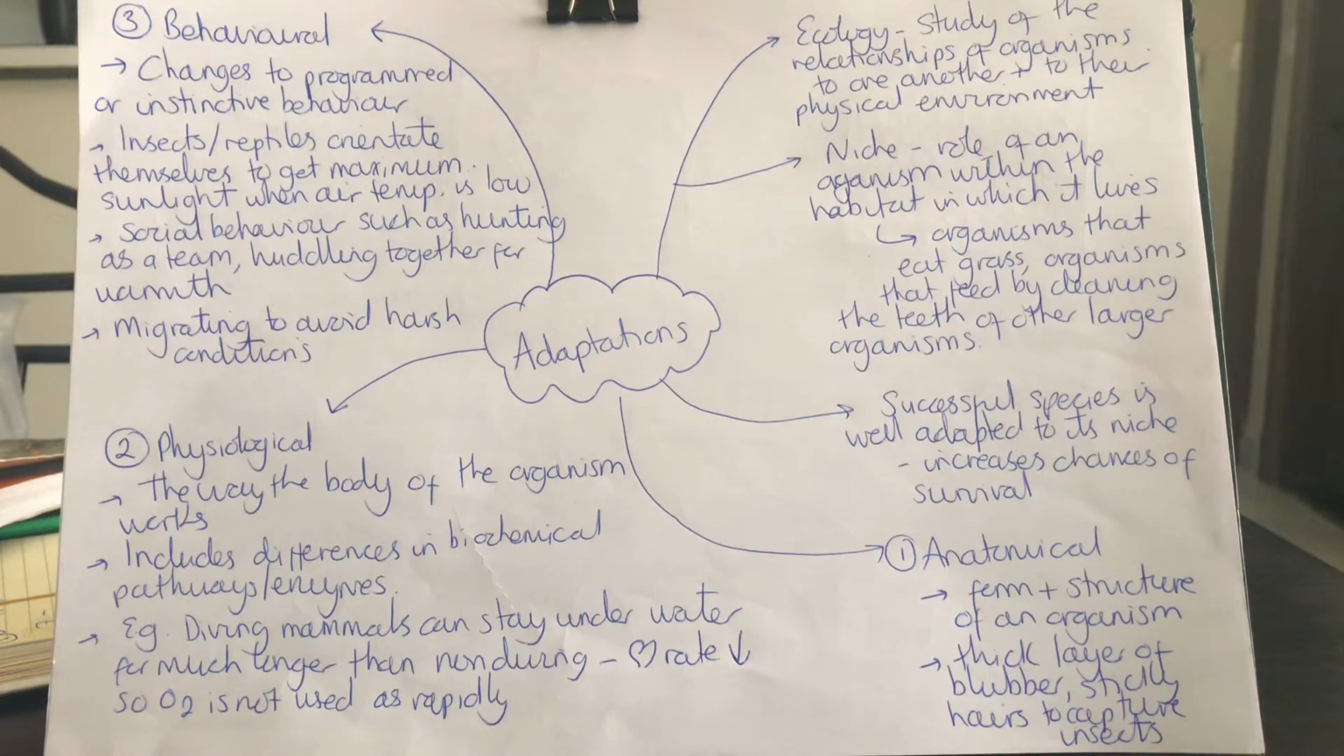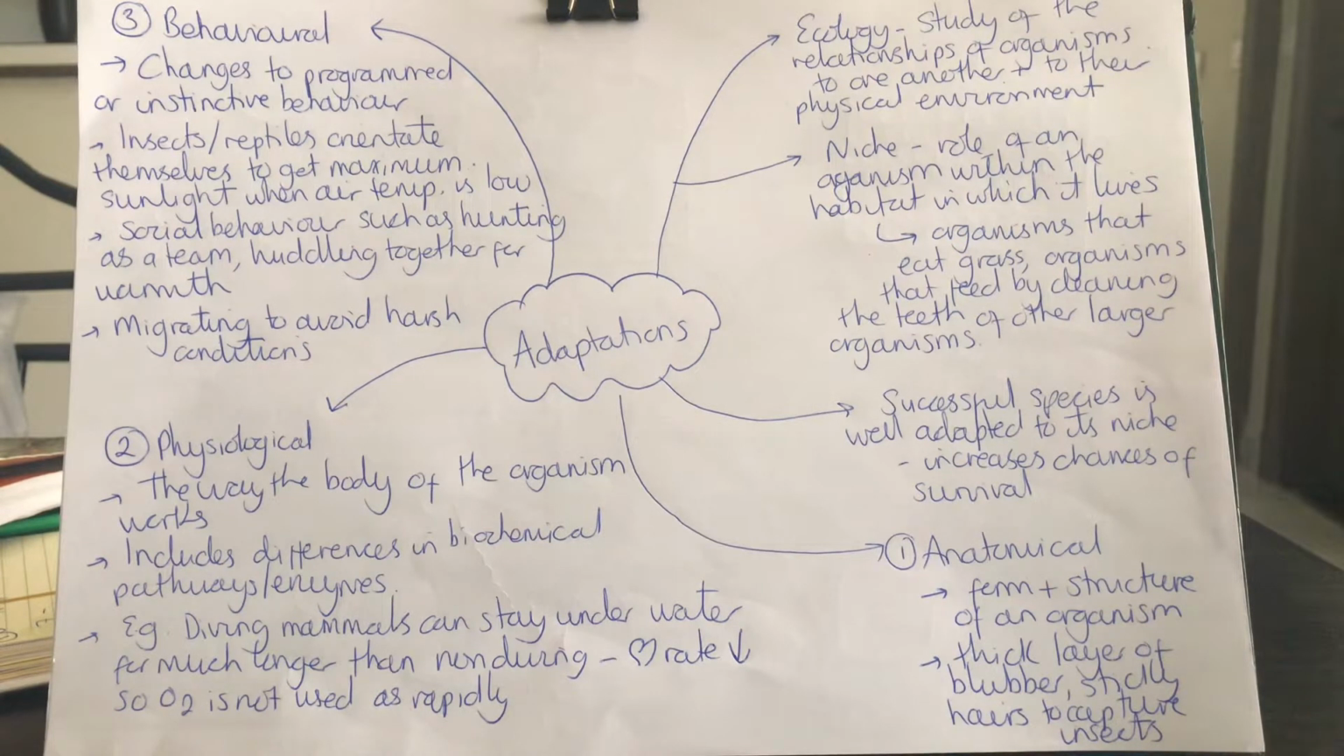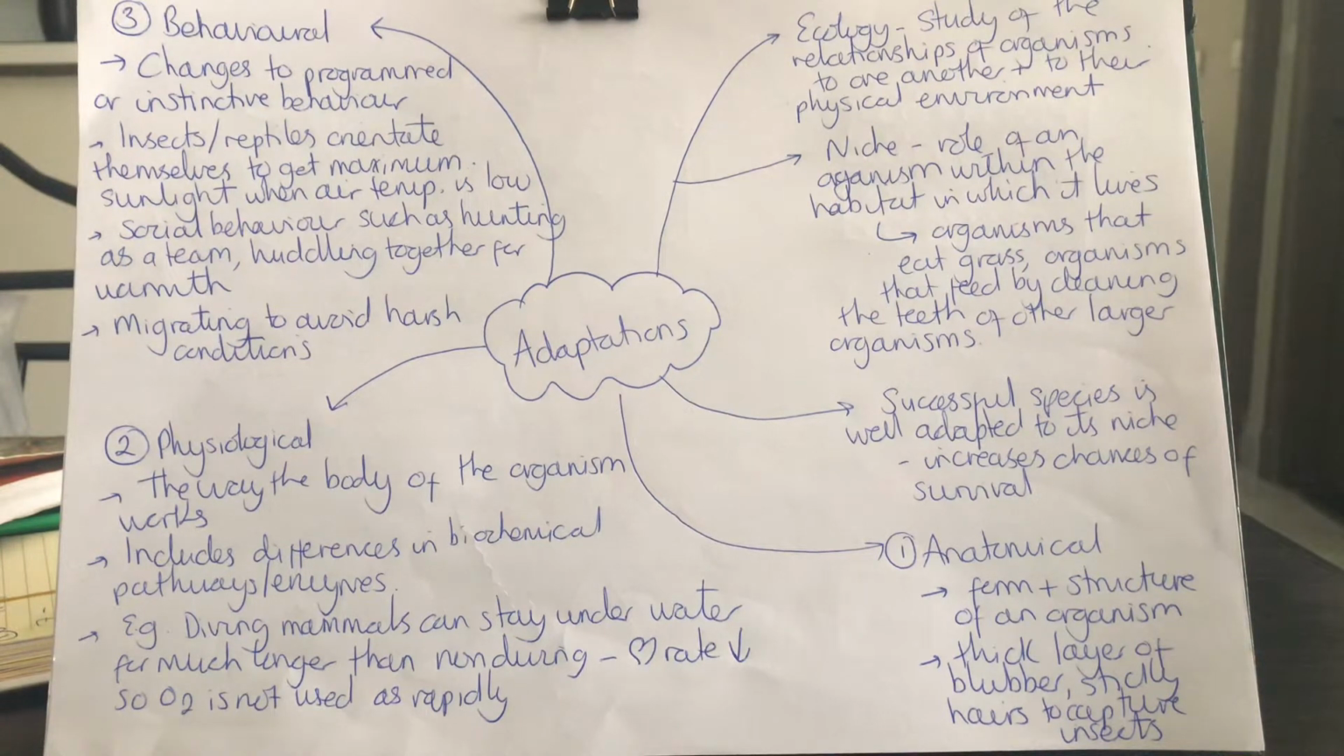So before we get going, there's a couple of definitions that you guys need to be aware of. First of which is ecology, which is the study of the relationships of organisms to one another and to their physical environment. So when we're talking about ecology, that's what we're looking at. How are those organisms related to each other? What is their relationship to each other? And what is their relationship to their physical environment?